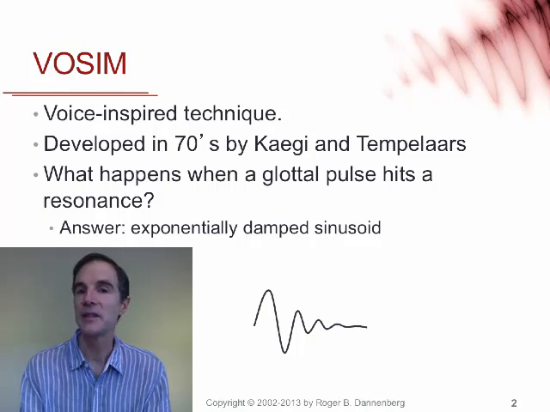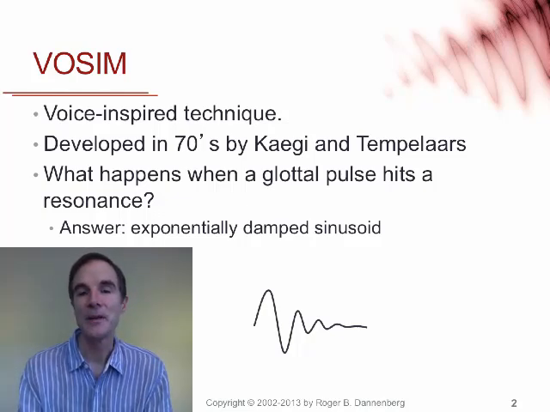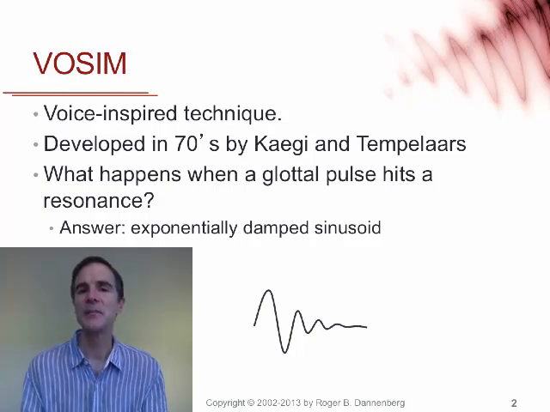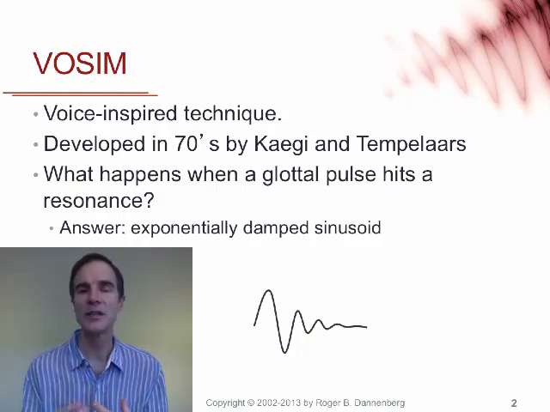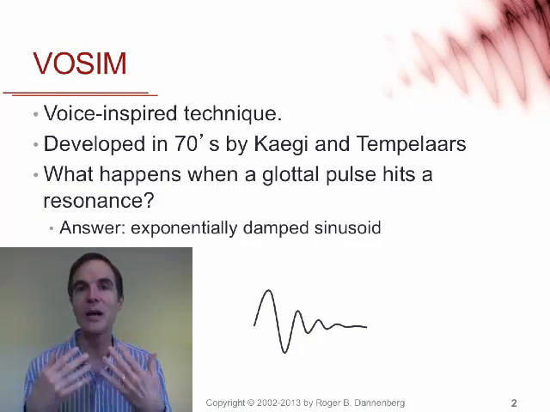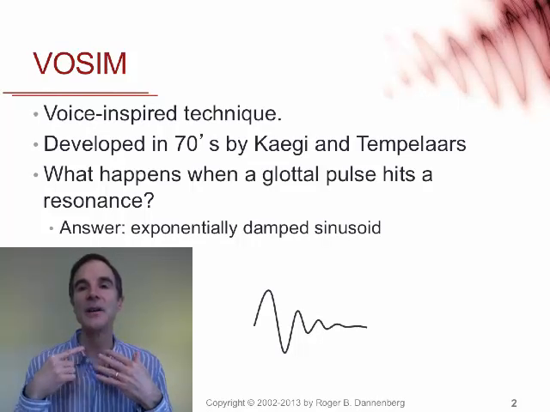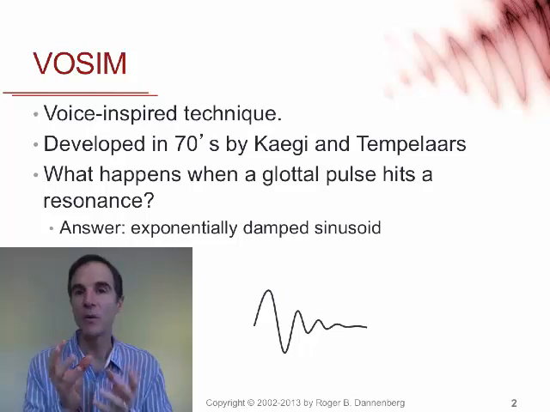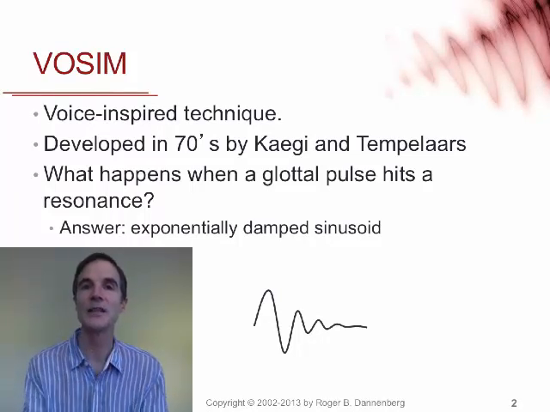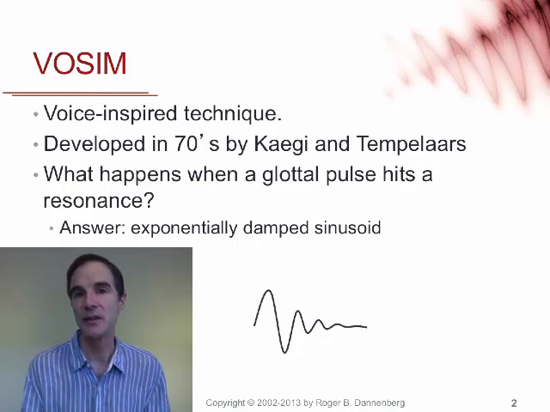It was developed in the 70s by Kaegi and Tempelaars. The basic idea of Vosim is to think about what happens when a glottal pulse hits a resonance. So remember, glottal pulse means one pulse coming through the vocal folds or the glottis, and the resonance is a formant, a resonance in the vocal tract. And what happens in the time domain? Well, the answer is you get an exponentially damped sinusoid.